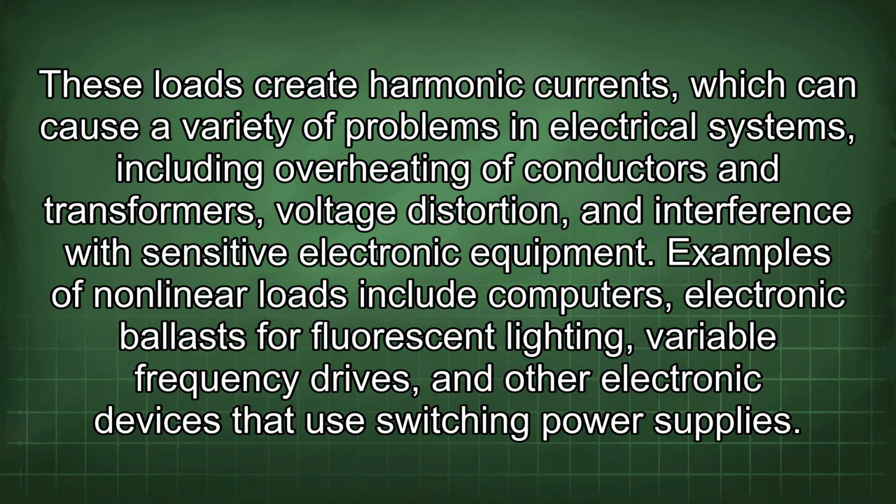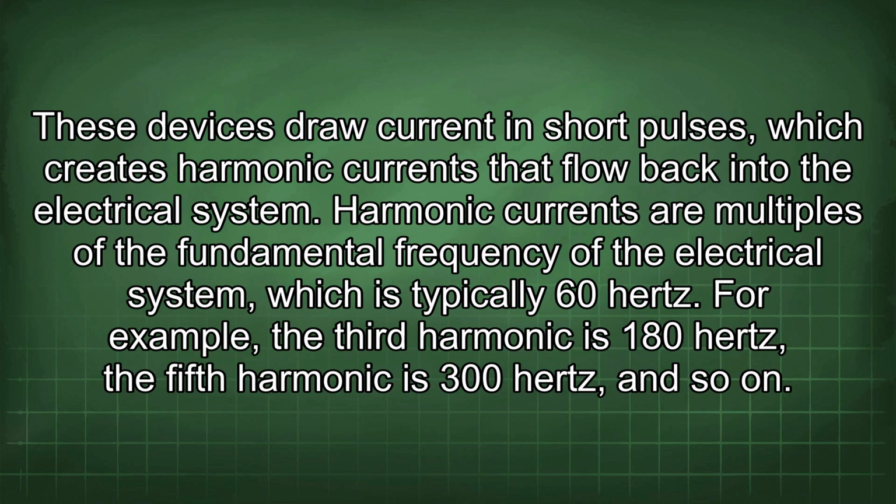Examples of nonlinear loads include computers, electronic ballasts for fluorescent lighting, variable frequency drives, and other electronic devices that use switching power supplies. These devices draw current in short pulses, which creates harmonic currents that flow back into the electrical system. Harmonic currents are multiples of the fundamental frequency of the electrical system, which is typically 60 Hz. For example, the third harmonic is 180 Hz, the fifth harmonic is 300 Hz, and so on.